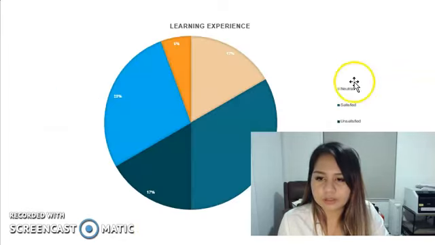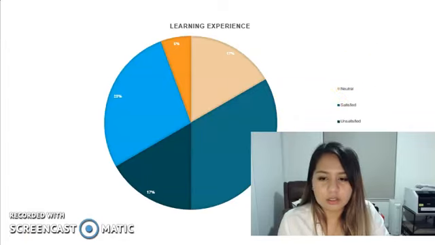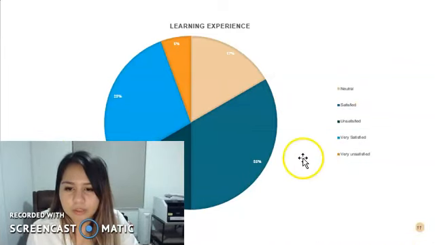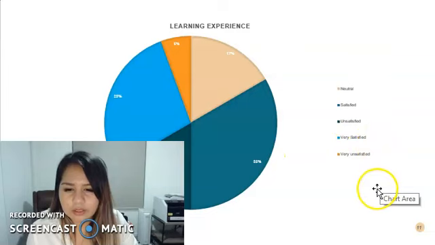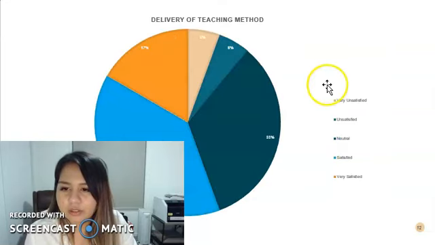So this is the learning experience. This is Group A's feedback form, and you can see that overall the majority were neutral to very satisfied about the learning experience that took place, and they enjoyed learning in this strategy. And yeah, next one we have the delivery of the teaching method.